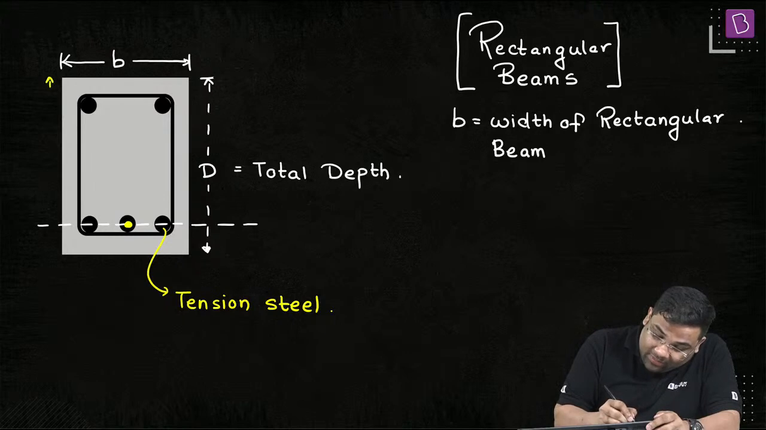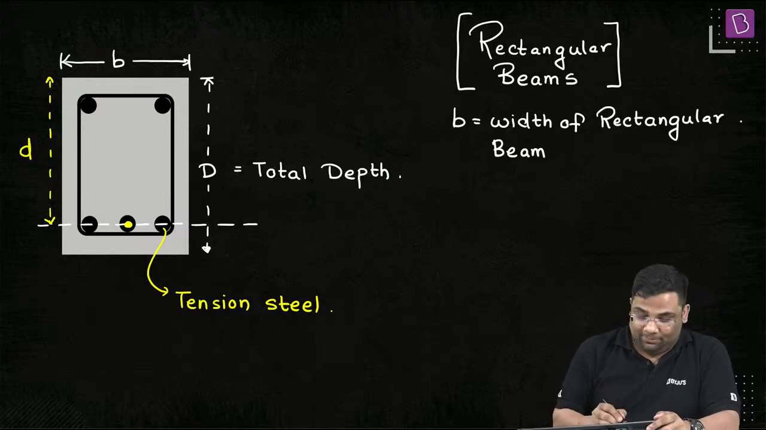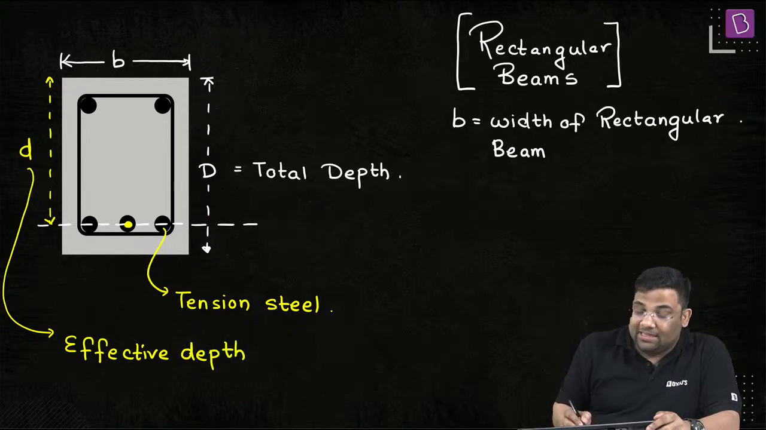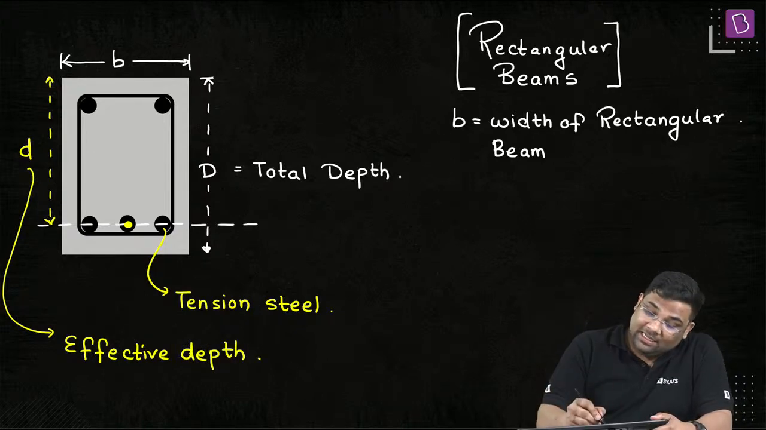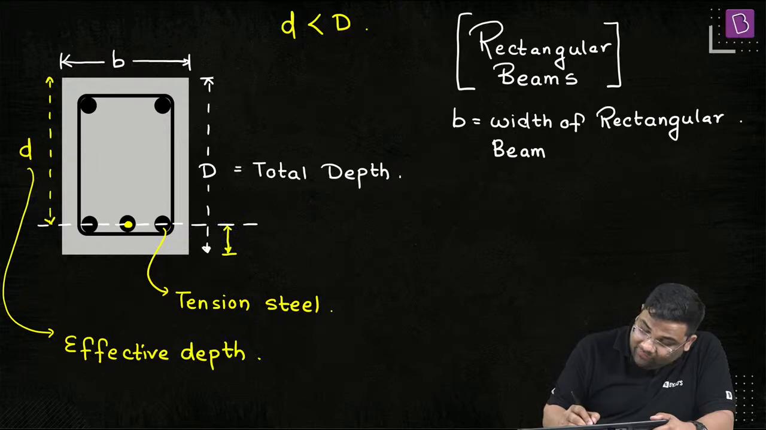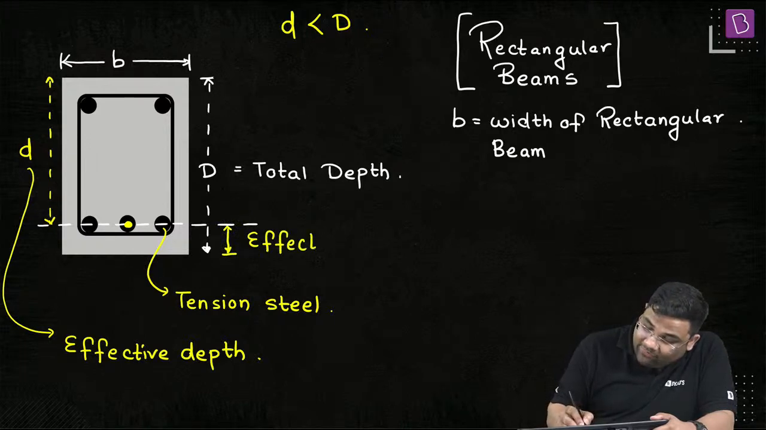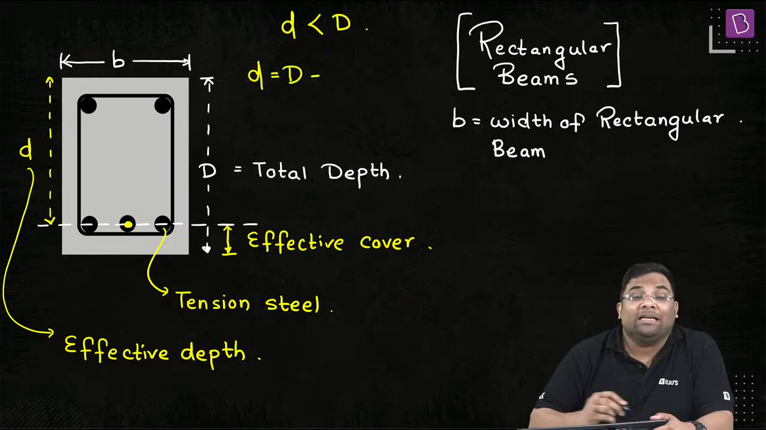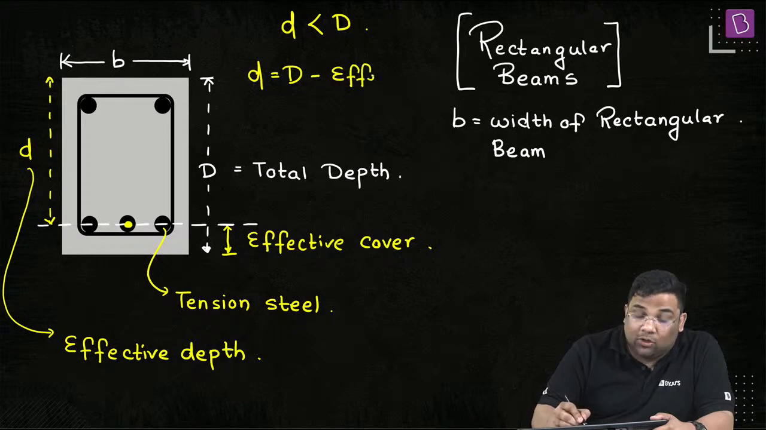This dimension from the top to the centroid of tension steel is known as the effective depth. Obviously, the effective depth will be less than the total depth. And this is known as the effective cover. I can say from this diagram that your effective depth is the total depth minus the effective cover.